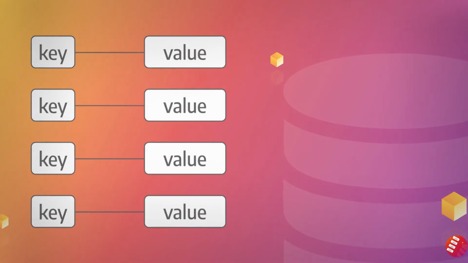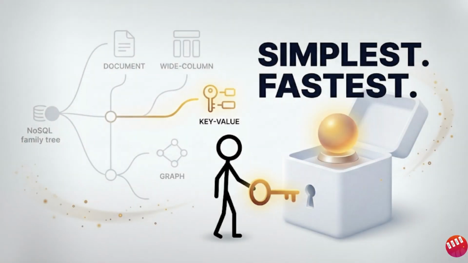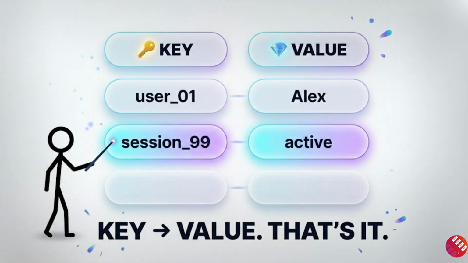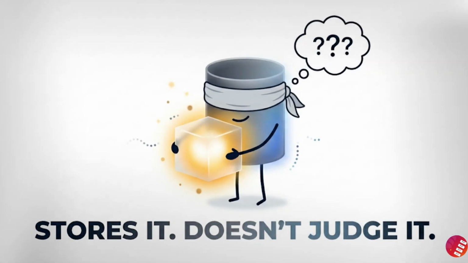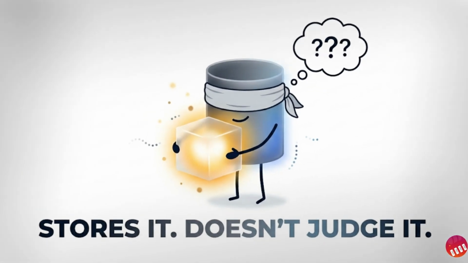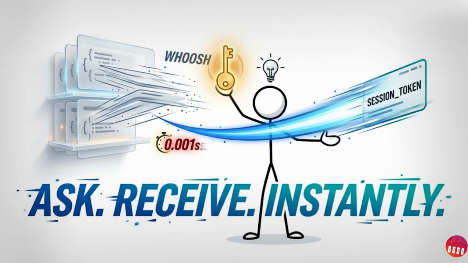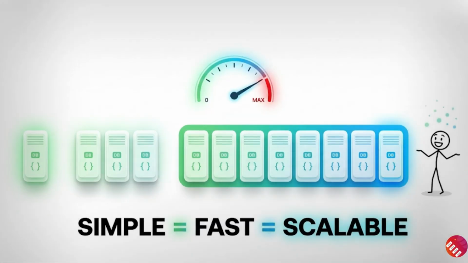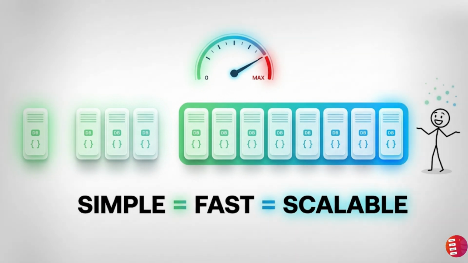Key-value databases. Key-value databases are among the simplest forms of NoSQL databases. Every piece of information is stored as a value connected to a unique key. The database does not need to understand the content of the value. It only needs to retrieve it quickly when the matching key is requested. This simplicity allows extremely fast performance and easy horizontal scaling.